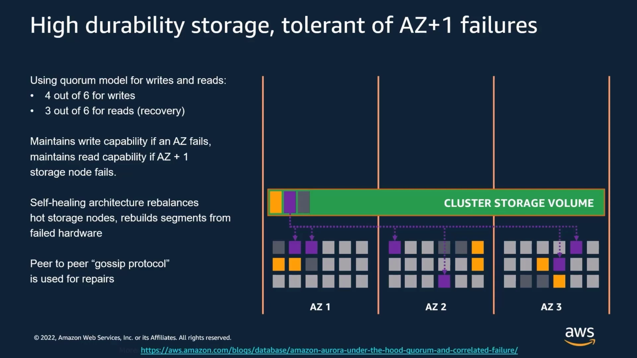This distributed architecture not only protects against AZ+1 failures, as we discussed before, but it's also self-healing. It rebuilds failed segments automatically, and it's also able to rebalance hot storage nodes to provide added performance. The storage tier uses a peer-to-peer exchange protocol called Gossip Protocol for rebalancing and self-healing needs. So this is the protection against failure that we talked about before. As you can see on the slide, an entire AZ plus one node going down will still keep this cluster running.